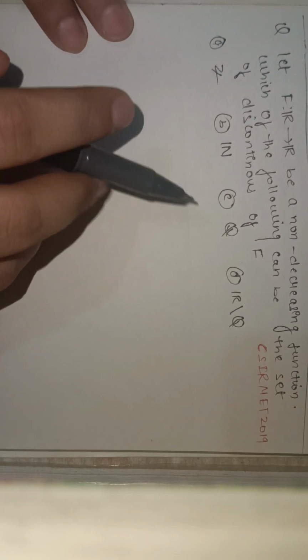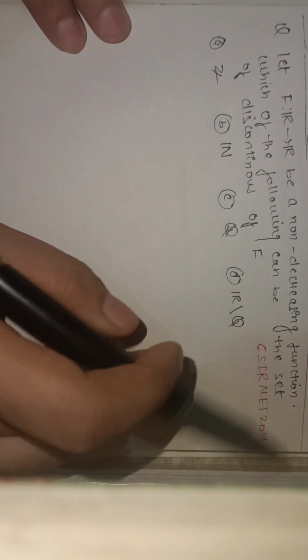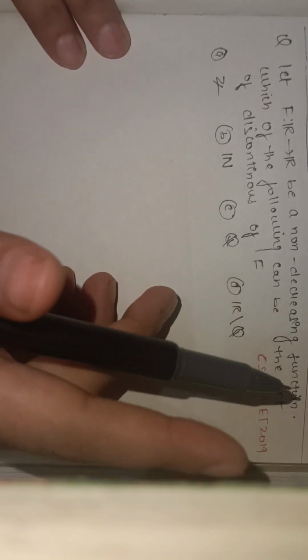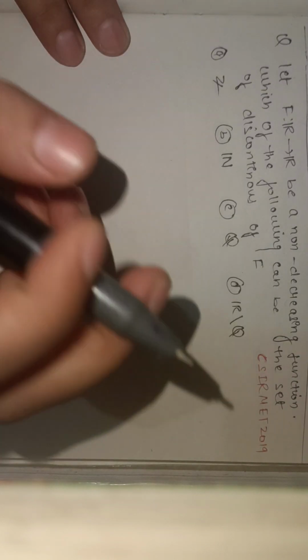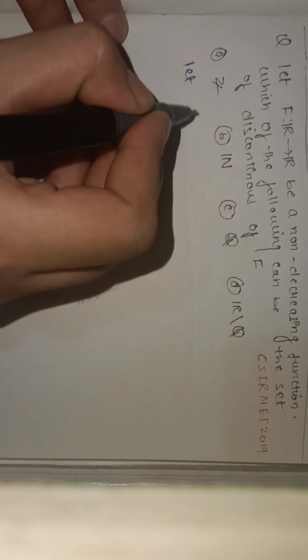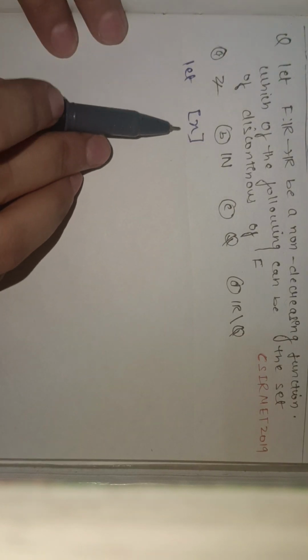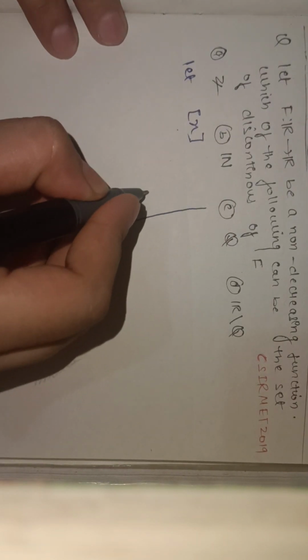Here, the function which is defined from R to R is a non-decreasing function. So we can take one function which is non-decreasing and also discontinuous: the greatest integer function of x. This is what the graph of this greatest integer function looks like.